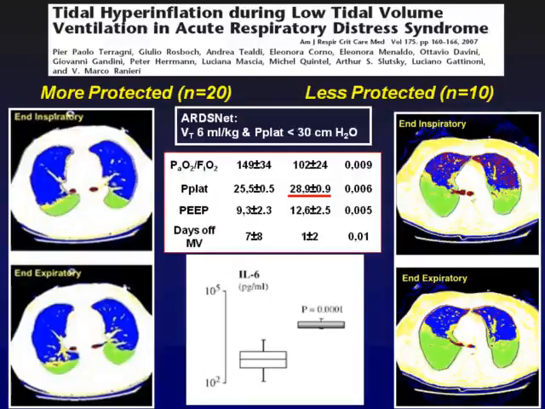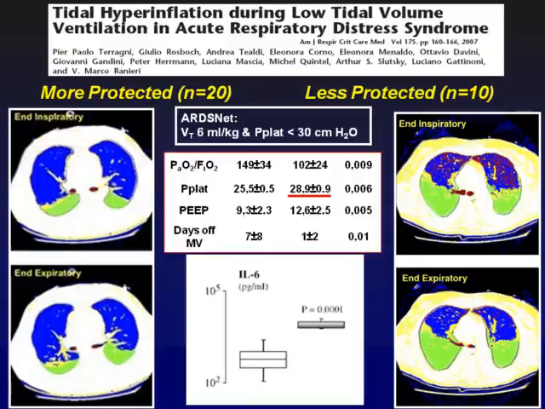Over and over, you have seen these CT images from the study of Terragni from the Ranieri group, saying that even if we are using 6 ml/kg tidal volume, and there is no discussion that we should use low tidal volumes, I don't know, 4, 5, 6, perhaps 7, in these patients ventilated with a low tidal volume strategy, they differentiated two groups. The more protected group had no overdistension, no red areas on the CT scan, but there was a group of less protected patients, and that group had higher plateau pressure, as you will see here.